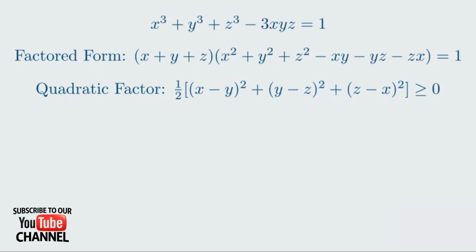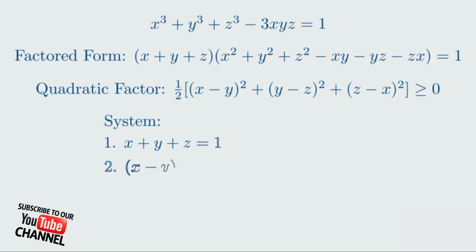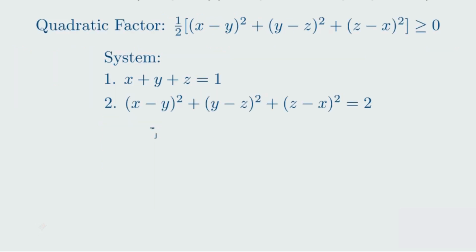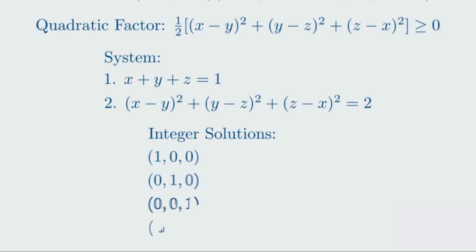This left us with the system of equations: x plus y plus z equals 1, and the sum of the squared differences, (x minus y) squared plus (y minus z) squared plus (z minus x) squared, equals 2. By finding the integer possibilities for the differences and solving the resulting systems, we found all the integer solutions to the original equation. The three integer solutions are 1, 0, 0; 0, 1, 0; and 0, 0, 1. And by symmetry, any permutation of these are all valid solutions.